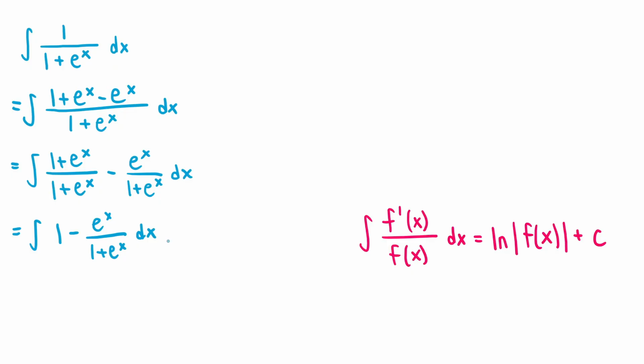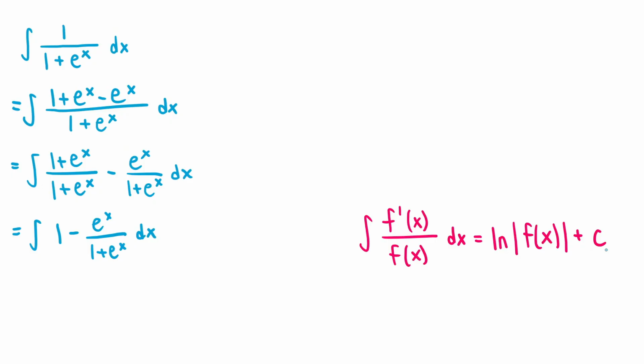Great, so this means the fraction is in the form f prime of x over f of x, where the numerator is the derivative of the denominator, and whenever that happens, we can use the formula. The integral of f prime of x over f of x dx is equal to ln of the absolute value of f of x plus c.